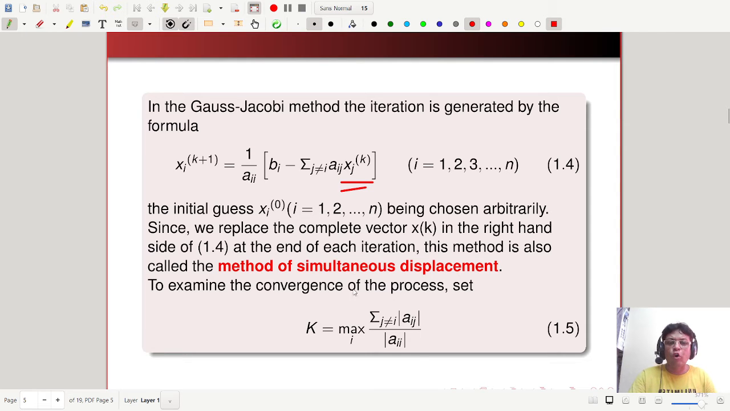To examine the convergence of the process, let k equal the maximum over i of the summation over j not equal to i of mod a_ij over mod a_ii, provided this k should be less than 1. We'll see that. So this is for examining the convergence of the process. We have to set it like this.